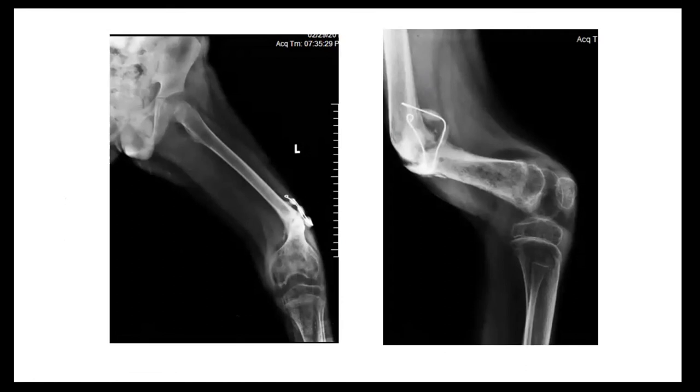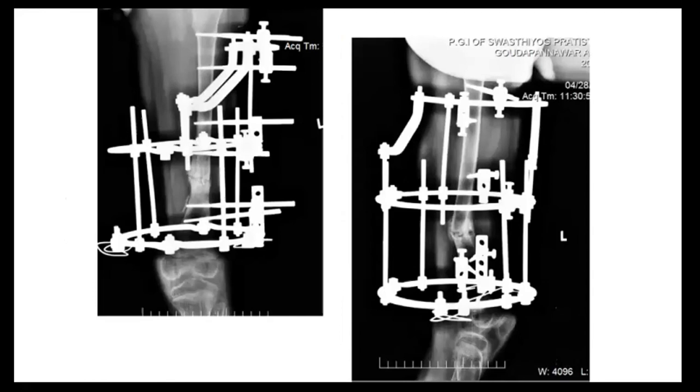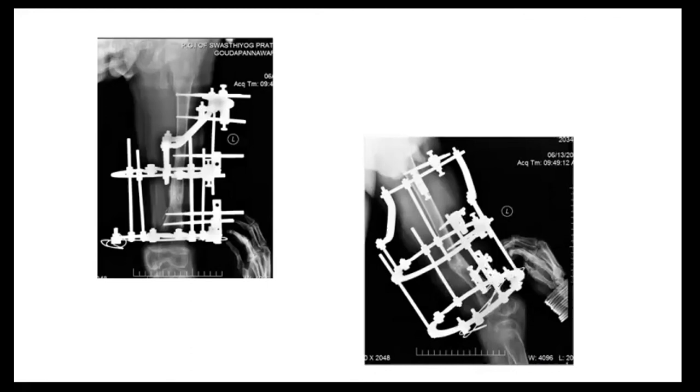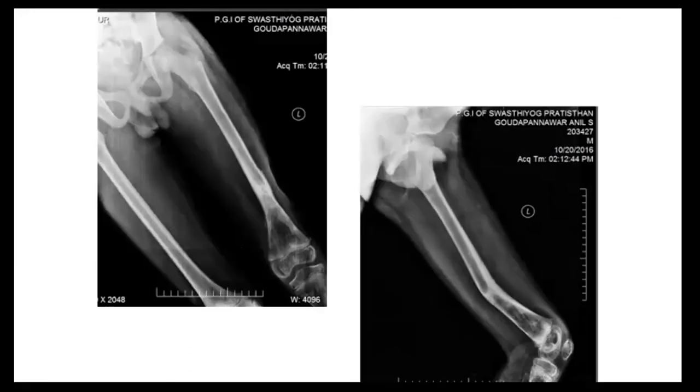So all I did was I debrided and applied Ilizarov fixator and corrected the deformity gradually. So just by correcting the deformity, the fracture united, the non-union united, and that's the final result.